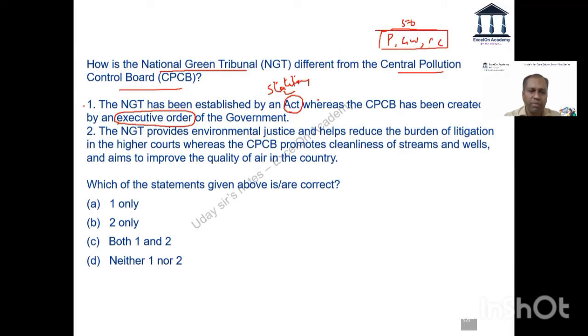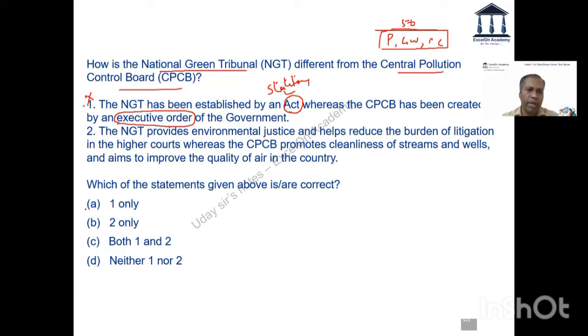I hope that you would have been given the notes. So please go back, at least in your PPT, and very quickly do a Control F and search CPCB in all the places. You will find that when we talked about the Water Act, at that time itself we mentioned it. So both are statutory. Excellent, guys. So clearly, statement 1 is incorrect.